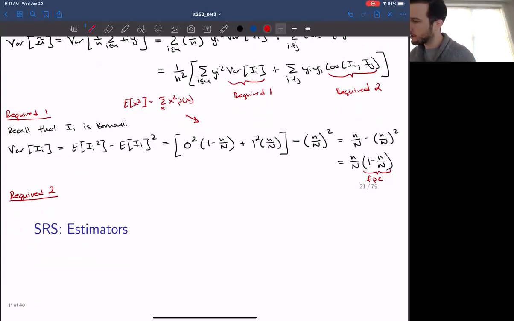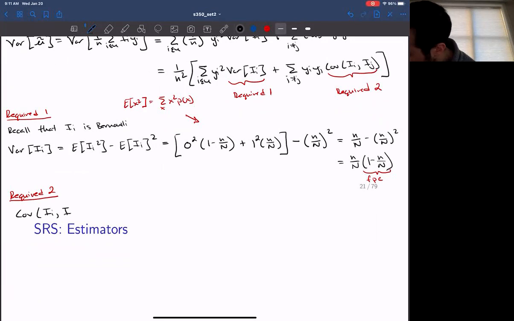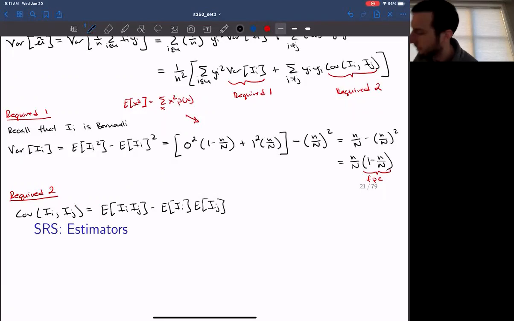Sure, I think this will be fine. Okay, let's talk about this covariance term now. So the covariance of two random variables is equal to the expected value of their product minus the product of their expected values.